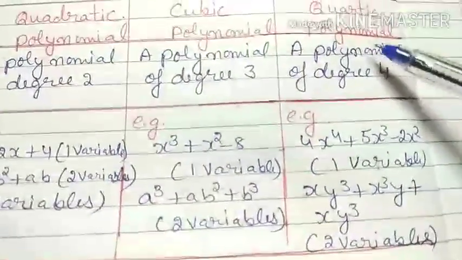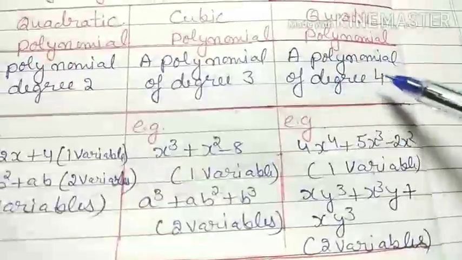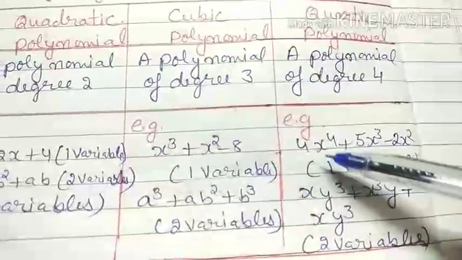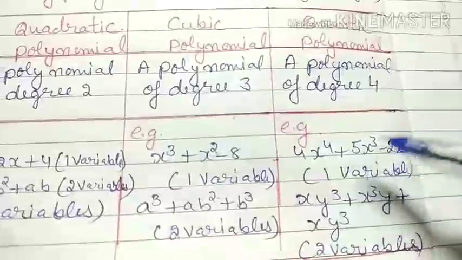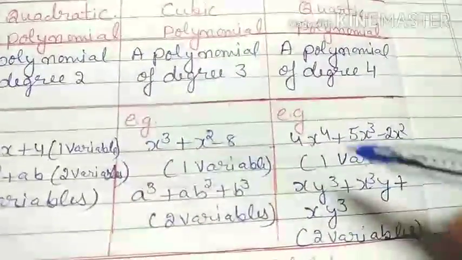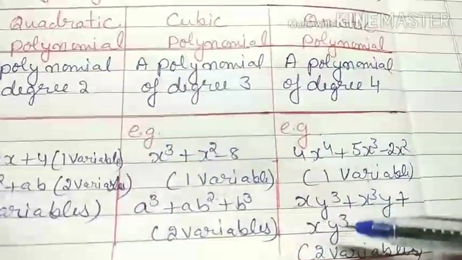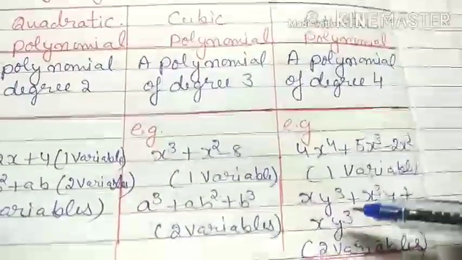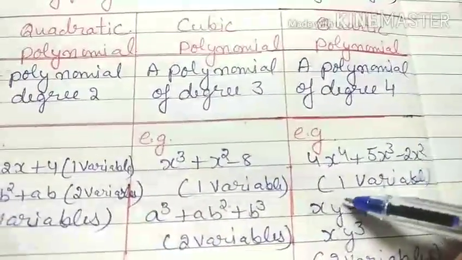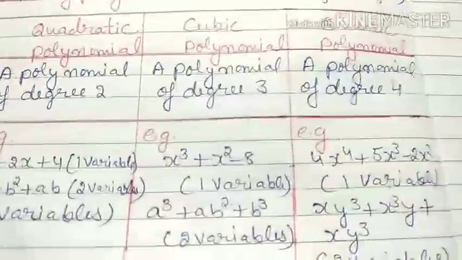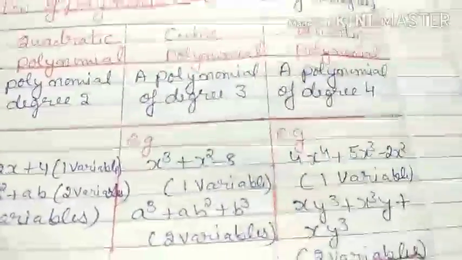Similarly, a biquadratic polynomial is a polynomial of degree 4. Degree 4 means 4x^4 plus 5x cube minus 2x square. For one variable, the highest power is 4, and if the power is distributed among two variables, like x y cube, or y x y cube, when you look at the sum of the powers of the two different variables, it should be 4. That is considered a polynomial of degree 4.